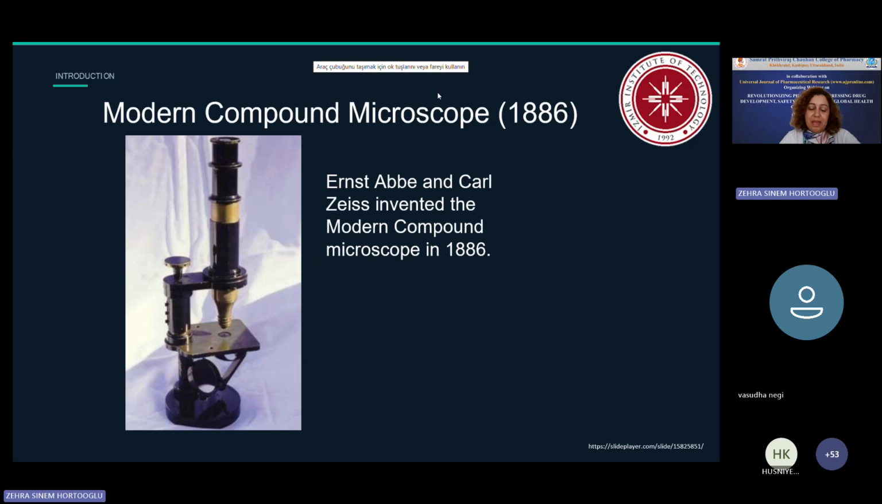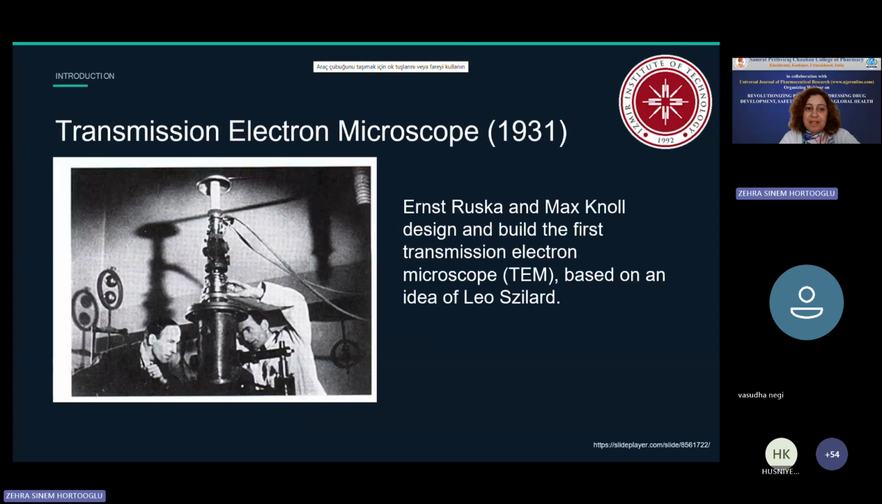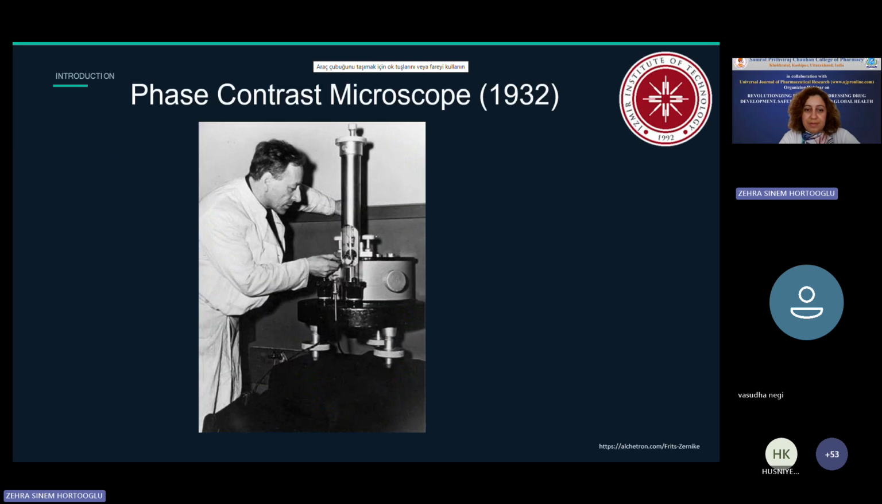In 1886, and then the transmission electron microscope was developed, a very modern microscope. Ernst Ruska and Max Knoll designed and built the first transmission electron microscope, based on an idea of Leo Szilard. The phase contrast microscope was invented by Zernike.